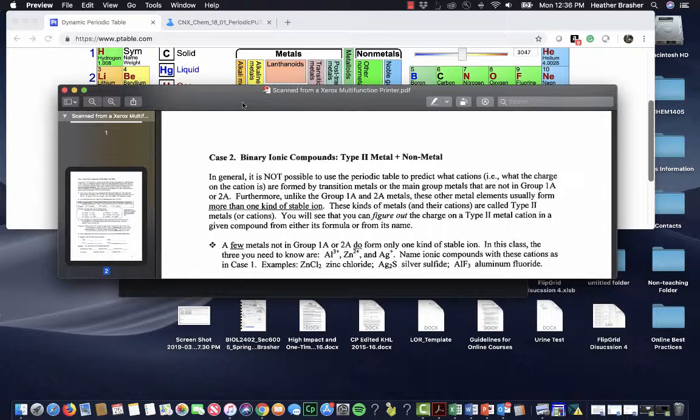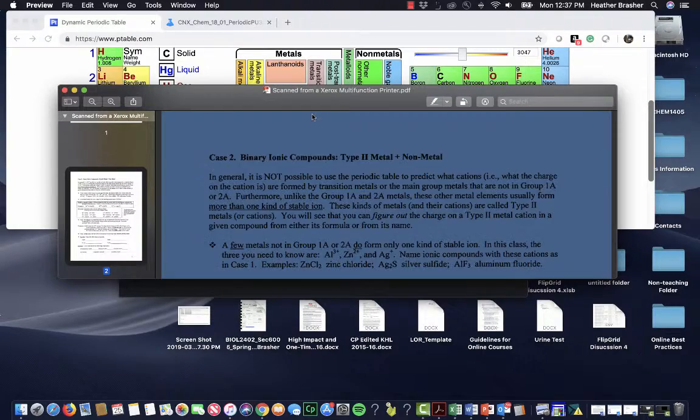So now we're going to talk about binary ionic compounds, type 2 metals plus nonmetals. In general, it's not possible to use the periodic table to predict what the charge is in the cation formed by transition metals, or the main group metals that are not in group 1 or group 2. Furthermore, unlike group 1 and group 2 metals, these other metal elements usually have more than one kind of stable ion. You might have heard things like ferric or ferrous.